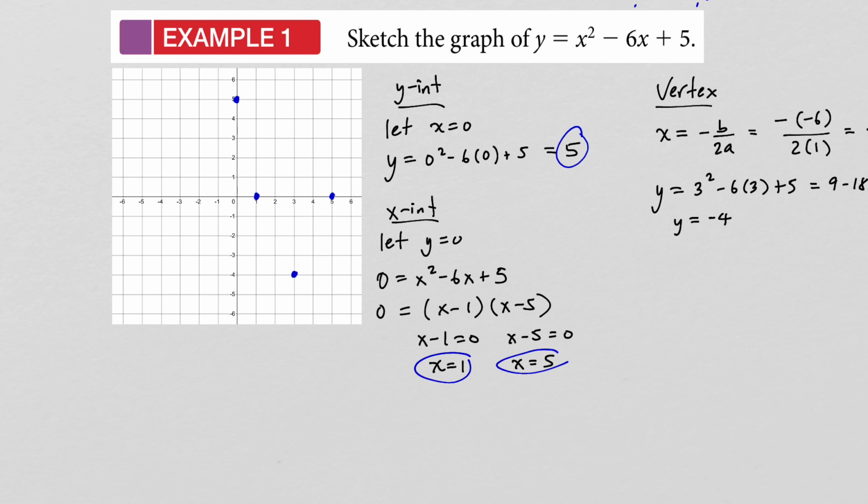And as soon as I have these points, you can very clearly see that the parabola must have a graph that looks like this. So we'll go ahead and sketch that now. And this is not a perfect graph, but it is good enough.